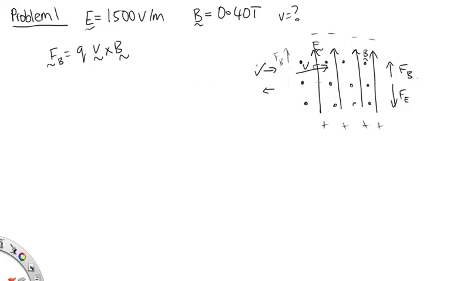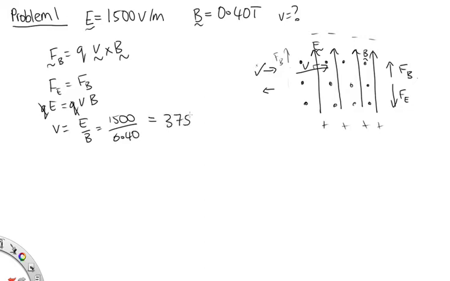Okay, now we're asked to calculate the magnitude of the velocity, the speed. So for that to be the case, we have Fe is equal to Fb, and so we have QE is equal to QVB. These will cancel out and we end up with V is equal to E on B, which is equal to 1500 over 0.40. Solving that on the calculator, we end up with 3,750 meters per second, which is 3,800 meters per second to two significant figures. So that's the answer to part A.